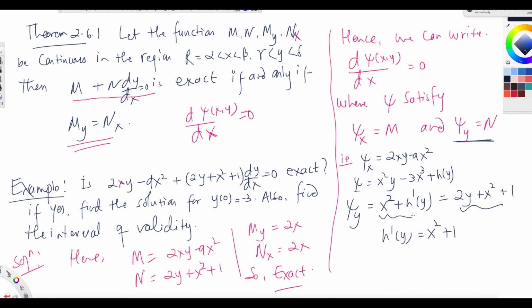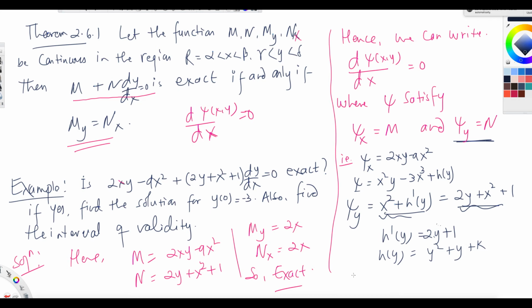Because these two things are equal, x squared and x squared cancel out. If you subtract, you get h prime of y equals 2y plus 1, right? Now what is h of y then? Integrate on both sides. h of y will be y squared plus y, and then plus some constant, just a constant k, because h of y is a function of y only.